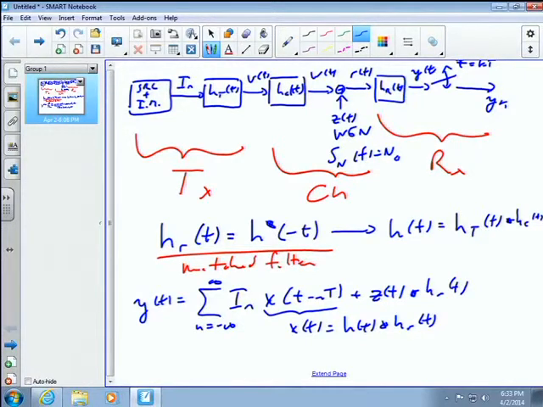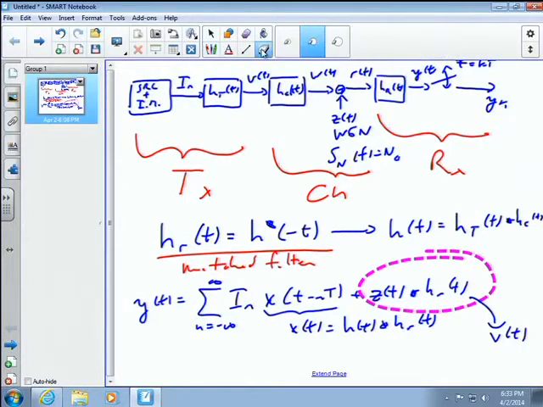Now that we have this, let's turn our attention to this term here. It's kind of interesting because we're going to represent it as v(t). Bad notation, so you did not see another v(t) anywhere. What happens is we'll represent the filtered noise as v(t).